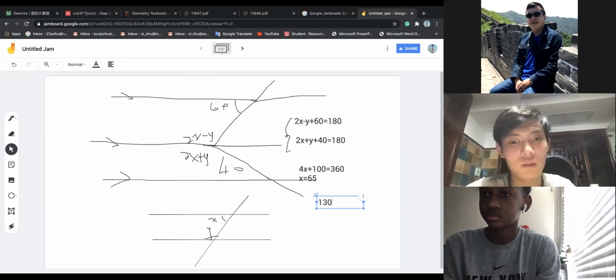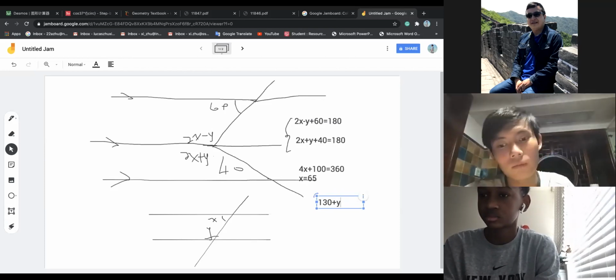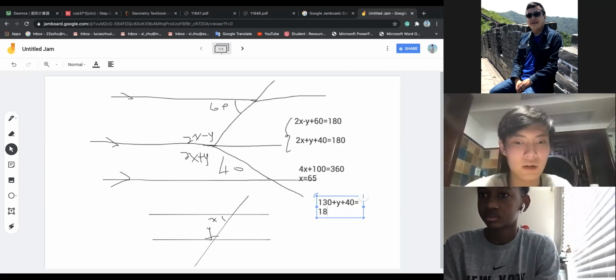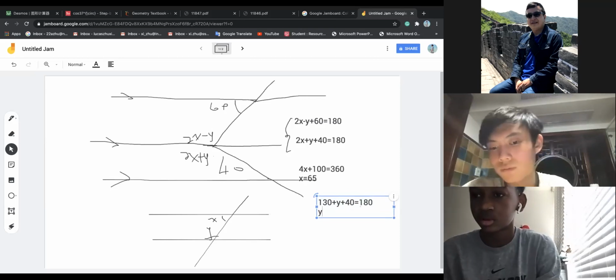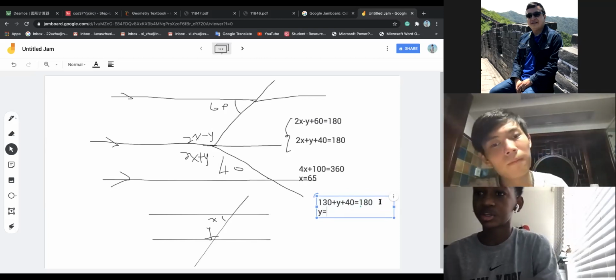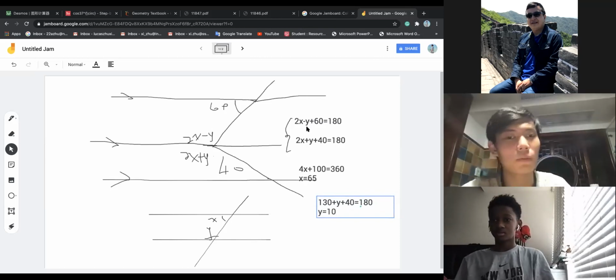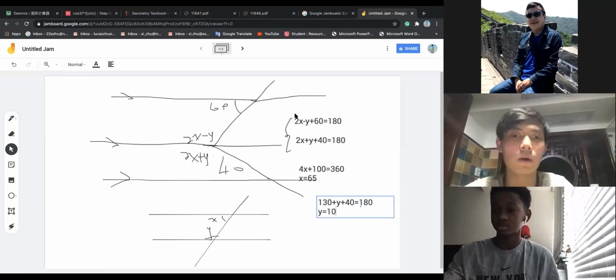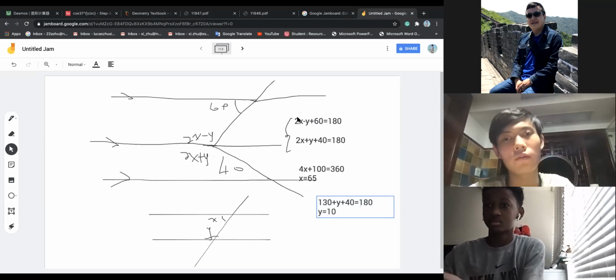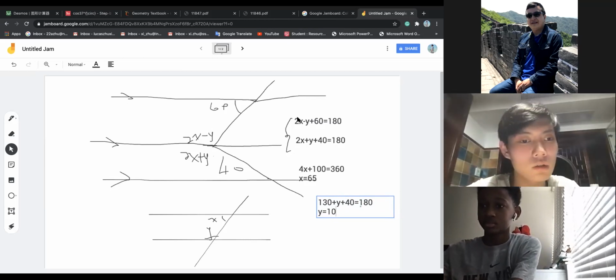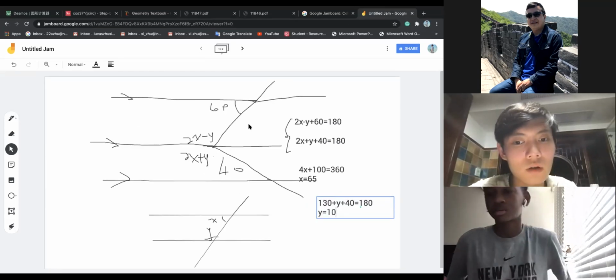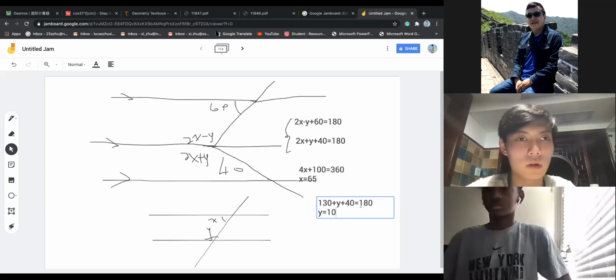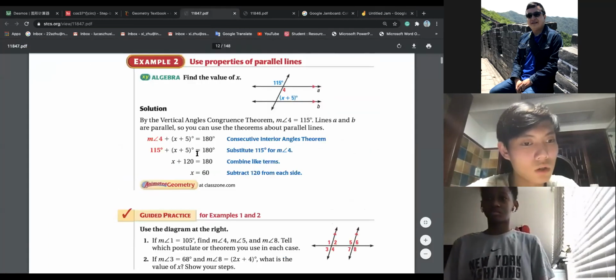see, it gives you 130 plus y plus 40 equals 180, right? So what does y equal? Y is equal to 10. Yup. So if you put x back into the upper equation, it will give you the same answer. Okay, got it now? Yeah. It might be a little bit more complicated, but that's how you have to do it.